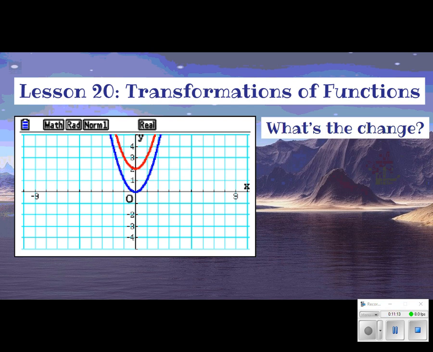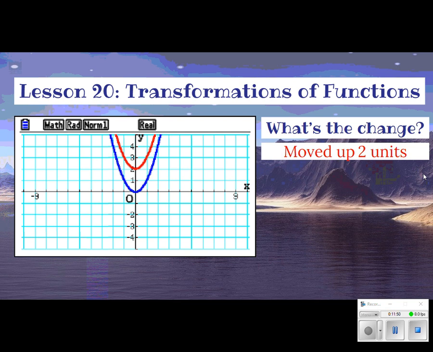Now, the question is, what is the change? So when we look at this, this has been shifted up. We did have our blue parent function at 0, 0, but now our red one, that same part of the function, is now shifted up and it's at 0, 2. So we would say, for what is the change, that it's been moved or shifted. You could even say vertically shifted if you wanted to, but I like to go pretty basic. It's been moved up 2 units, or even just moved up 2.